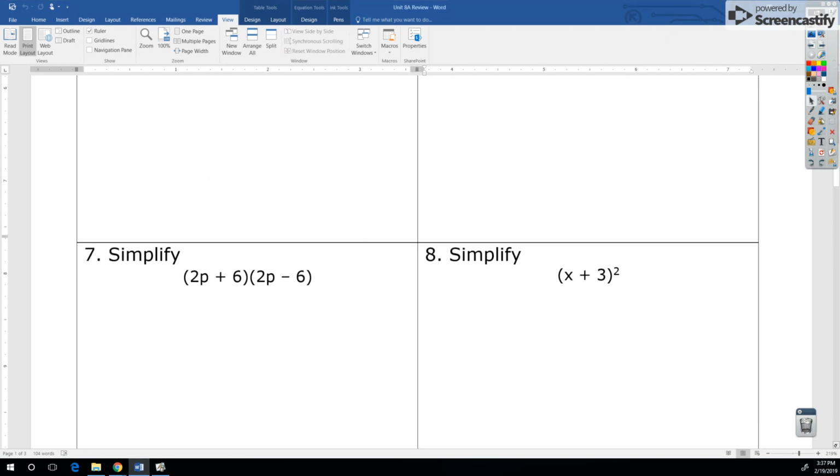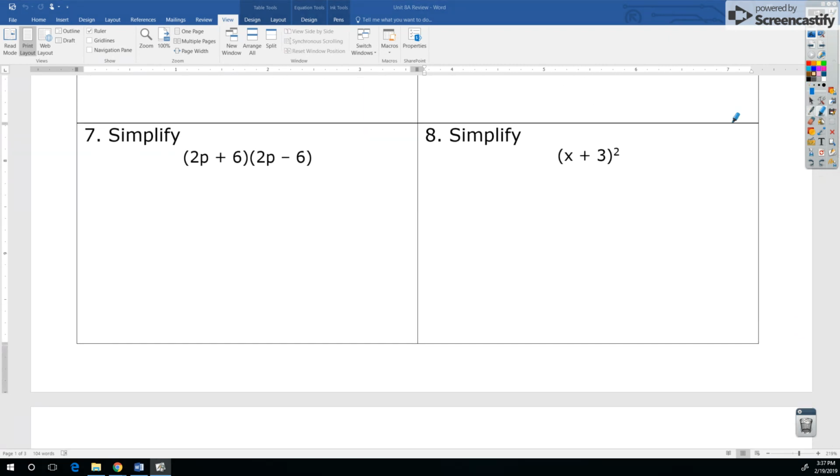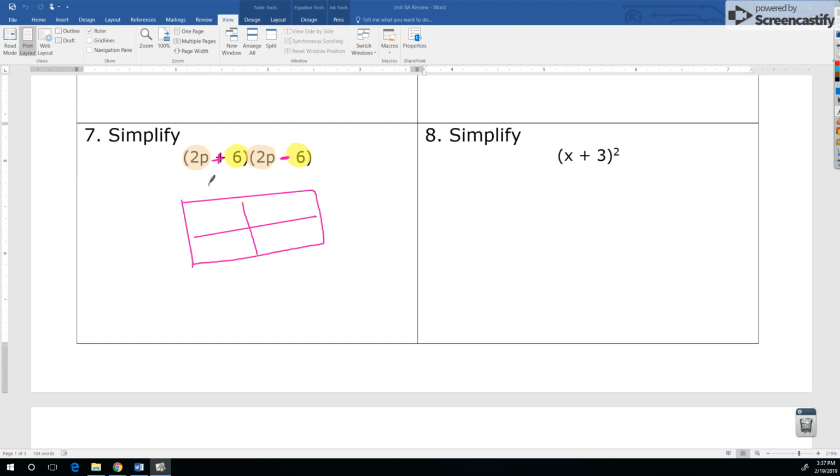These next two are one of our special patterns. So I see that I have the same and the same, but I have a positive and I have a negative. So I'm going to set up my box and I have 2p plus 6 and 2p minus 6. 2p times 2p is 4p squared. 2p times 6 is 12p. Negative 6 times 2p is negative 12p, and negative 6 times positive 6 is negative 36.